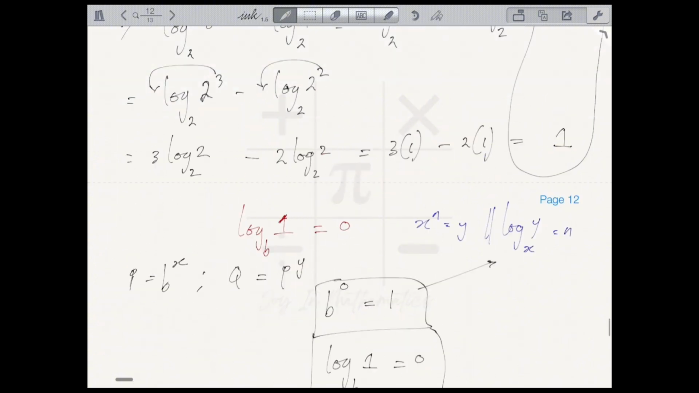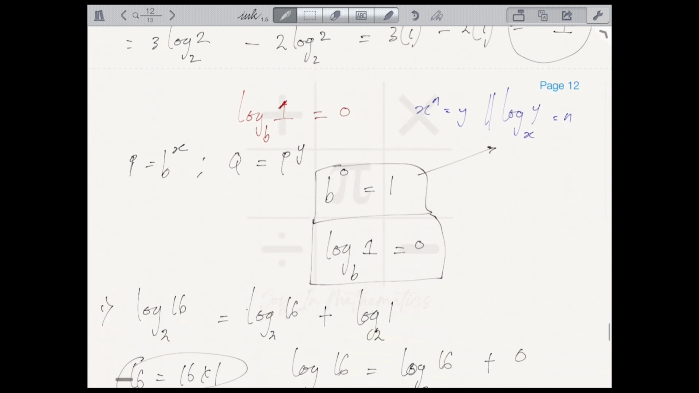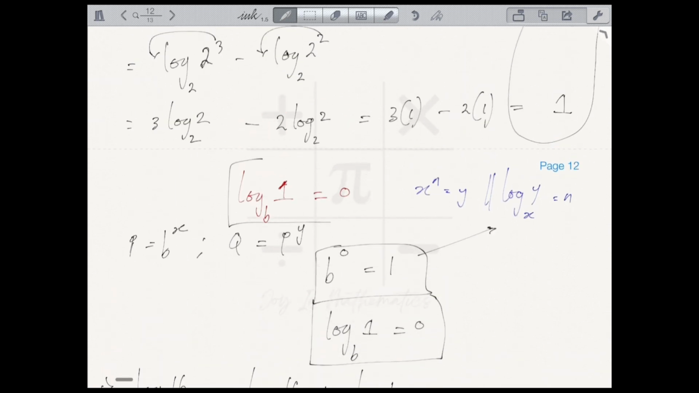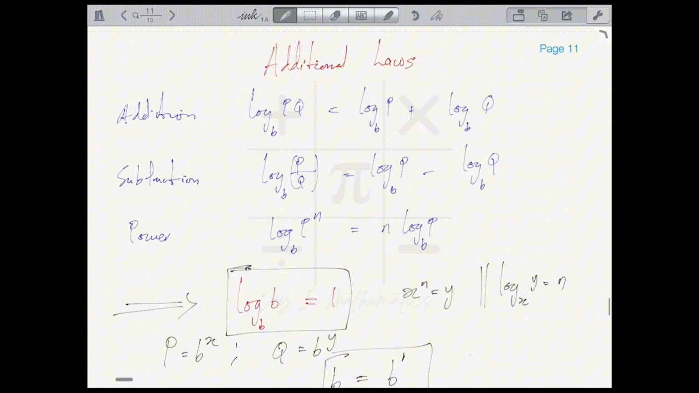Now that we have 5 laws, or 3 main laws and 2 additional laws in logarithm, we have log of the number 1 is equal to 0, log of the same base, the same number is equal to 1, and we have the main laws: the addition law, the subtraction law, and the power law. In our next video, we'll be combining all these laws to simplify logarithmic functions.